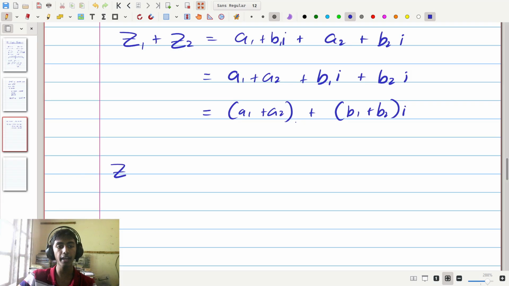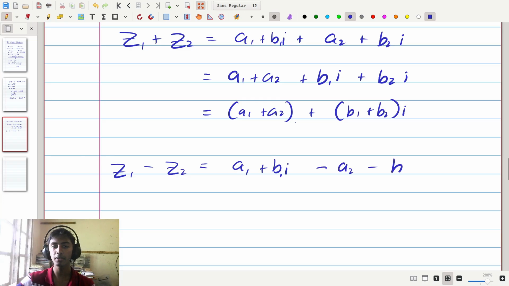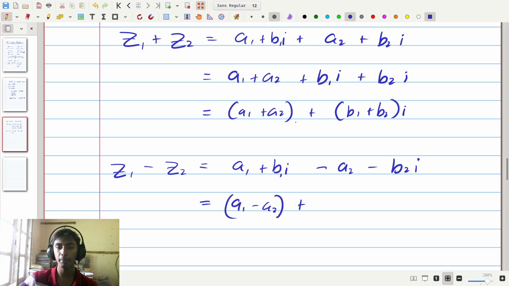If we do subtraction instead and do Z1 minus Z2, we're going to have A1 plus B1i minus A2 minus B2i. If we do the same exact process, we're going to end up with (A1 minus A2) plus (B1 minus B2) times i. So we can see once again, when you subtract two complex numbers, the real parts get subtracted and the imaginary parts get subtracted. So addition does what we would expect, and in the same way subtraction does what we would expect.